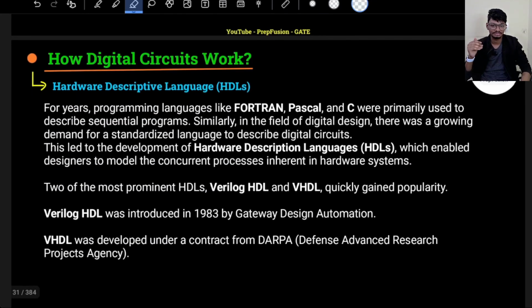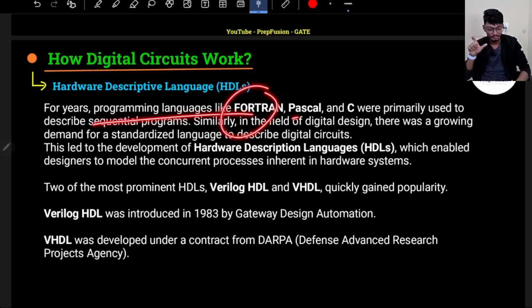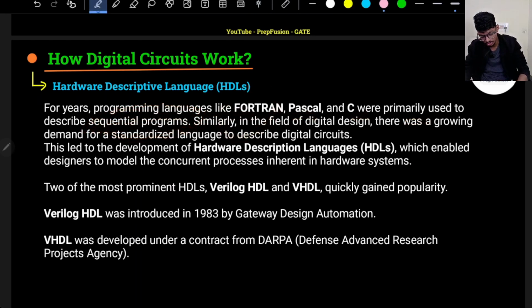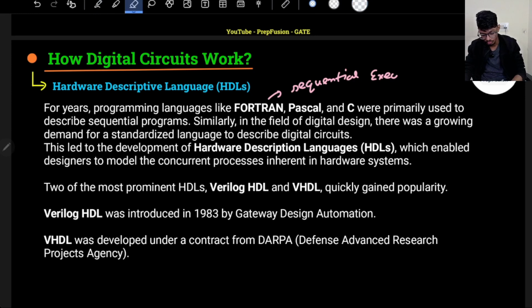Now let's discuss hardware description languages. Why are they needed? For years, programming languages like Fortran, Pascal and C were primarily used for sequential programs. What is a sequential program? Sequential program means sequential execution of programs. What do I mean by sequential execution?